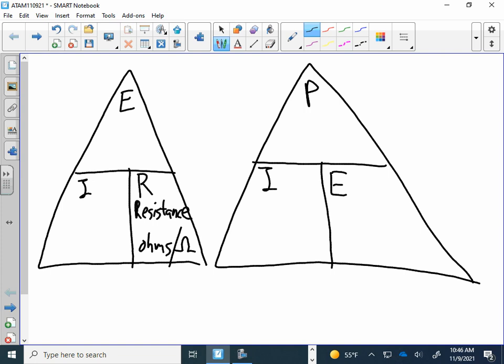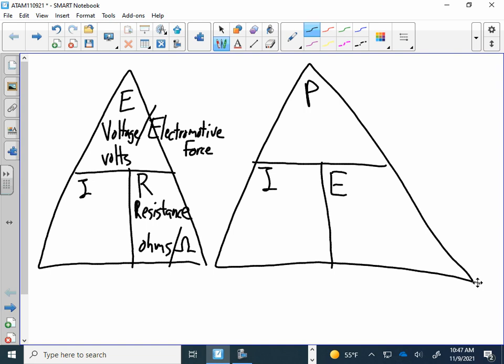All right, the other electrical quantities. E. E is the variable we use for voltage, and voltage is measured in volts. And voltage has another name, starting with an E: electromotive force. The force that causes electricity to move. So electromotive, moving electricity.